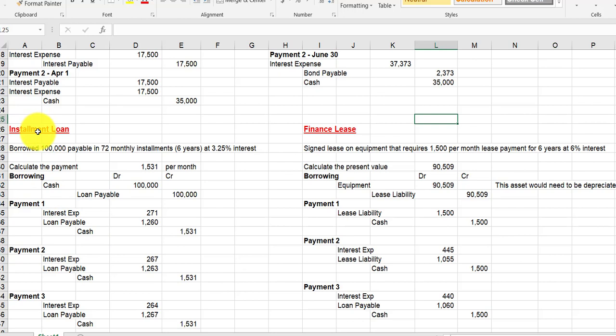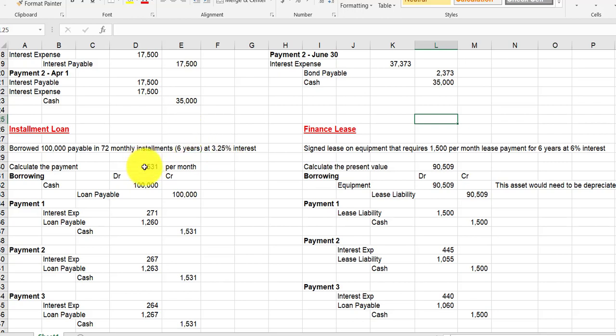Okay, down here we have an installment loan. Remember, an installment loan is different than what we've been doing with the bonds, the term bonds. They had interest only. Each installment is paying principal and interest. So we borrowed $100,000. It's payable in 72 monthly installments, or 6 years. And the interest rate is 3.25%. We always give that as an annual rate, even though this is a monthly payment.